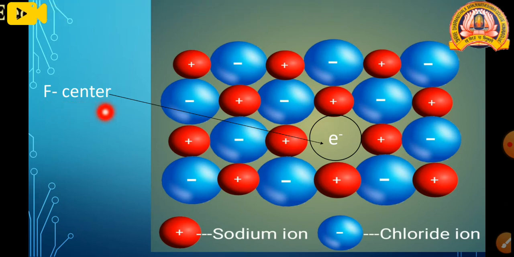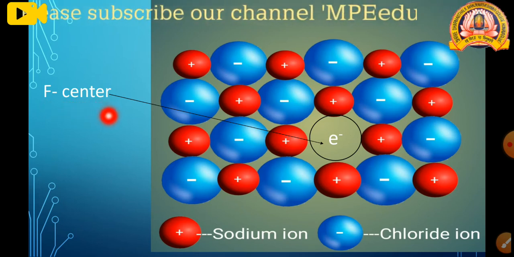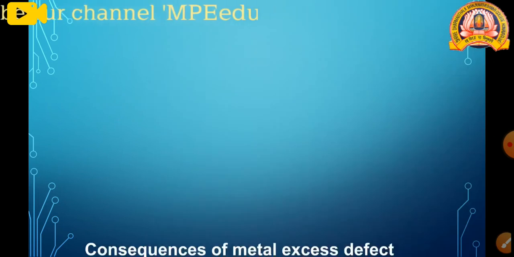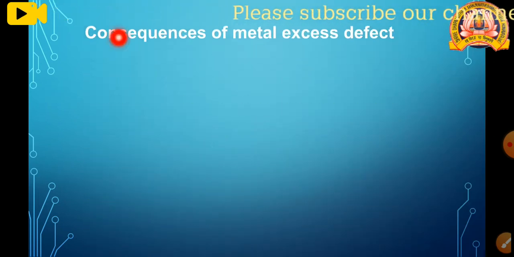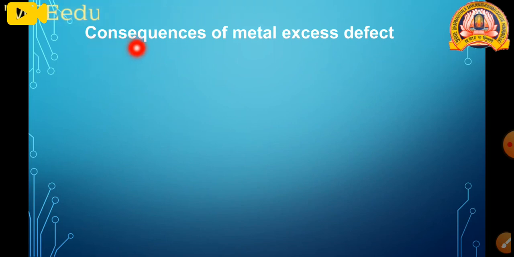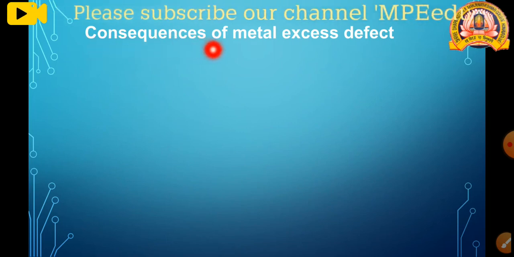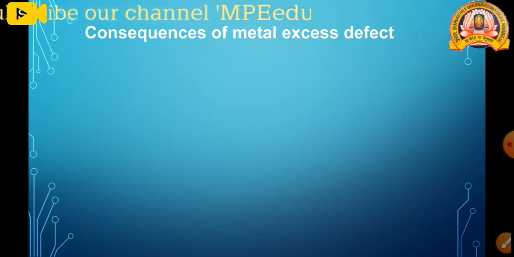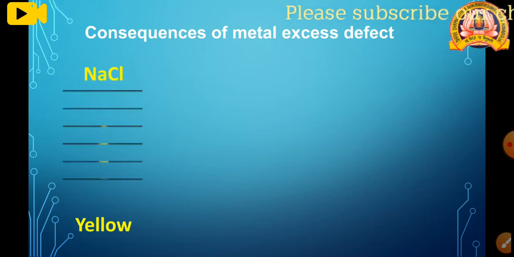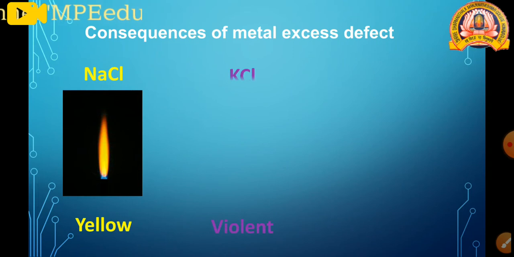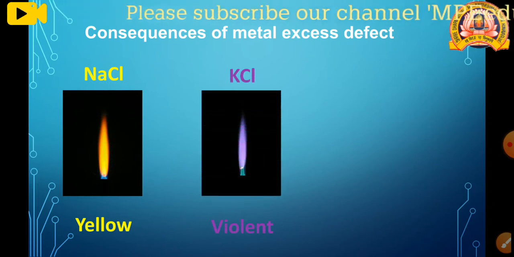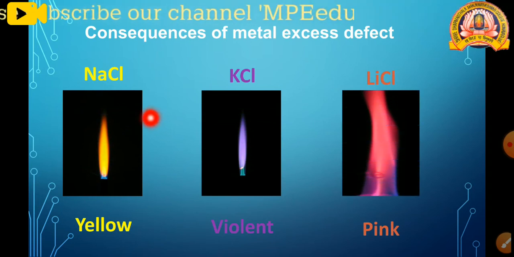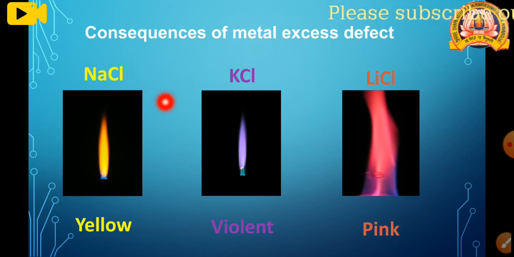Okay, let us discuss the consequences of metal excess defect. Three different consequences are observed. What is the meaning of consequences? Consequences means the results of metal excess defect, or the things we observe after the metal excess defect. One is that sodium chloride crystal imparts yellow color in the flame. This is due to metal excess defect.